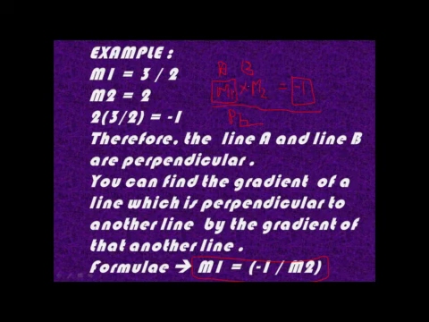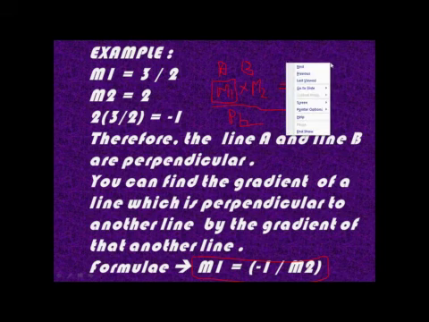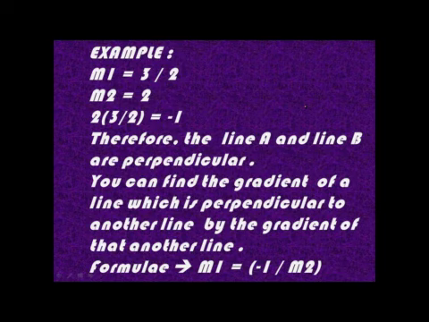The main formula is M1 times M2 is equal to minus 1. You can remember either the rearranged formula or the main formula, that is perfectly fine. But you should know how to rearrange the formula. That is really important.